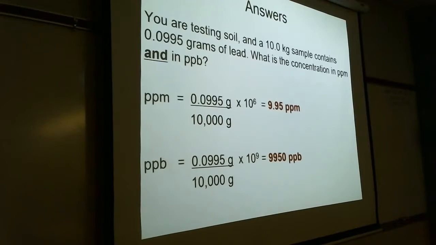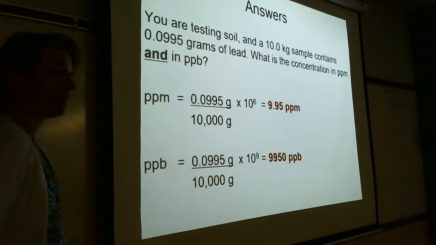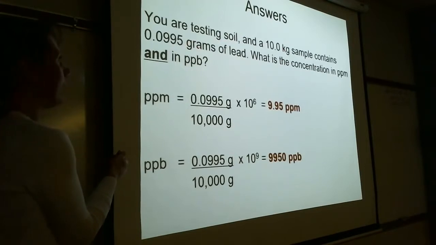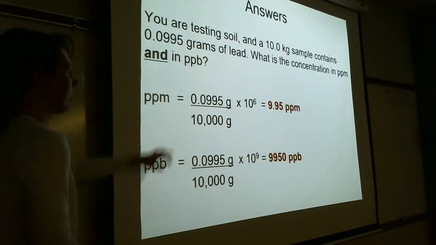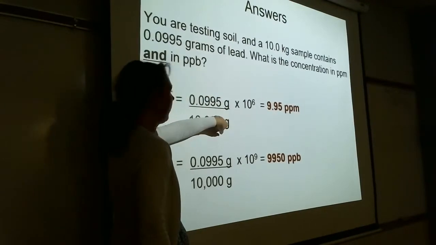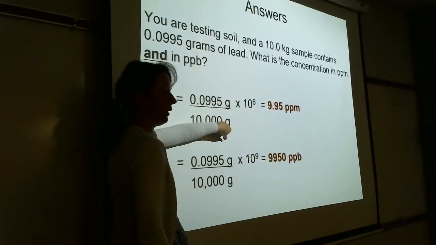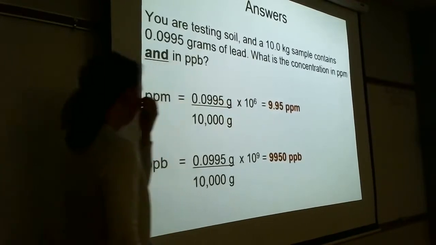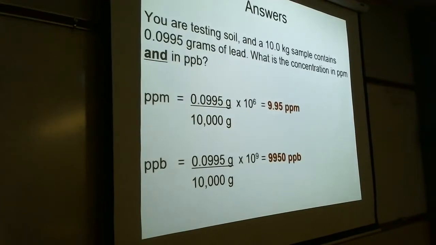Now, the one thing that you might have had problem with is units, right? It's not 0.0995 divided by 10 because the 10 is in kilograms and the 0.0995 is in grams. And so if these are in different units, your units would not be parts per million, your units would be grams per kilogram, which doesn't make sense. These units need to be the same so that they cancel out. And 3 significant figures, right? So in parts per million, it'd be 9.95. In parts per billion, it'd be 9,950. Same division, the only difference is you're multiplying by a different number.